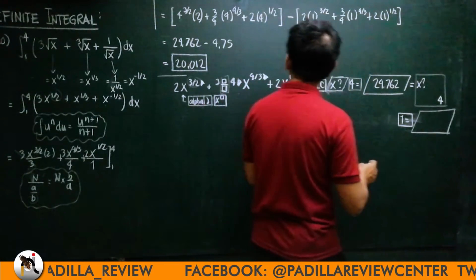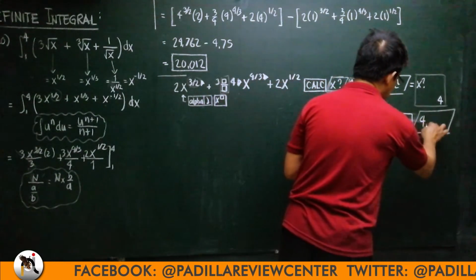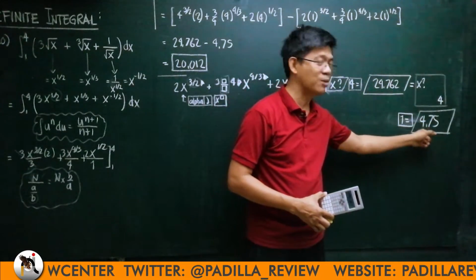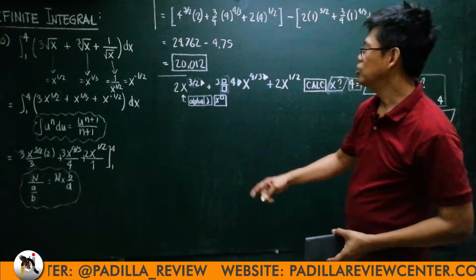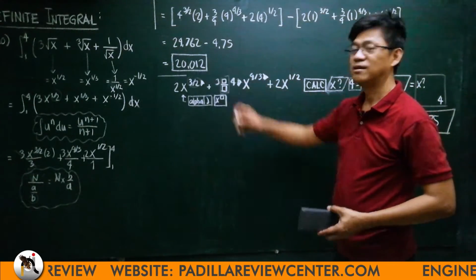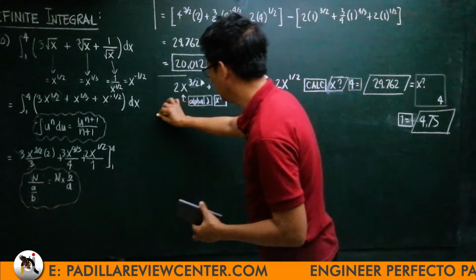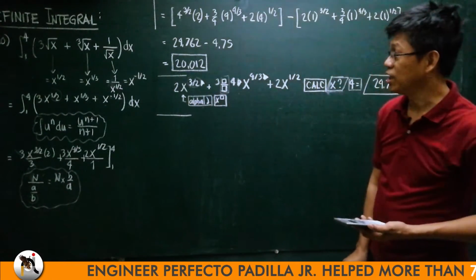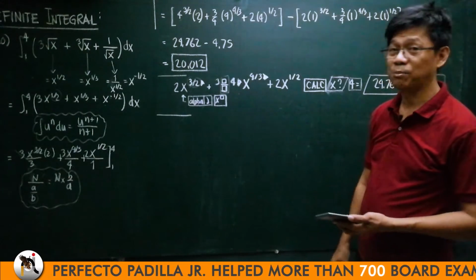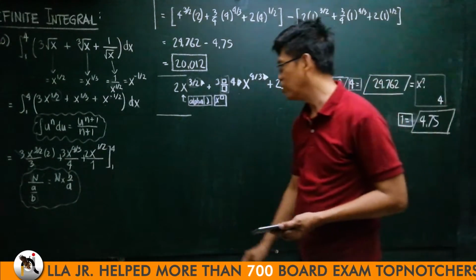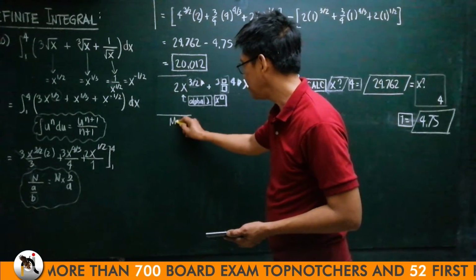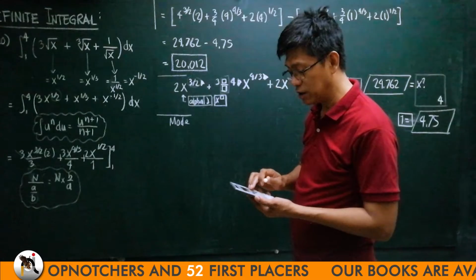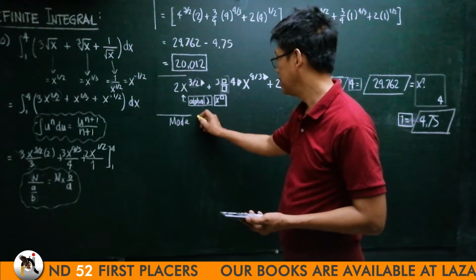And the answer will be 4.75. Then you just compute 24.762 minus 4.75, you'll get this one. You get it? Another way to do this, if you intend to use multiple differentiation or multiple substitution, is this. Use the mode table. So mode table is mode 6.